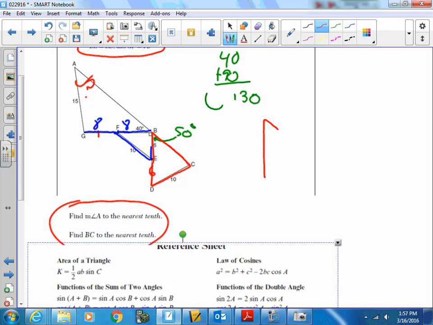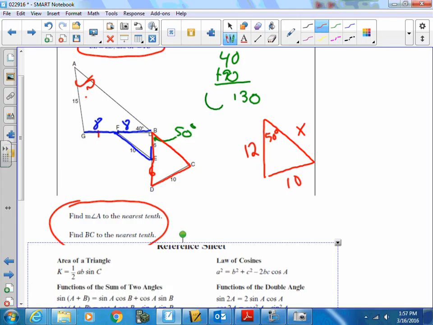So what I'm going to do is just draw it over here, separated from everything, to make it a little easier to look at. So we have this side is 12, this is 10, this is 50 degrees, and that's all we know, and we're looking for x. So I'm going to go about this using the law of sines.